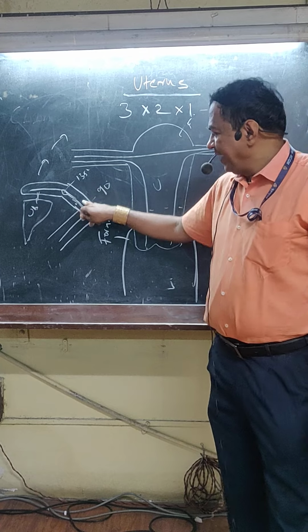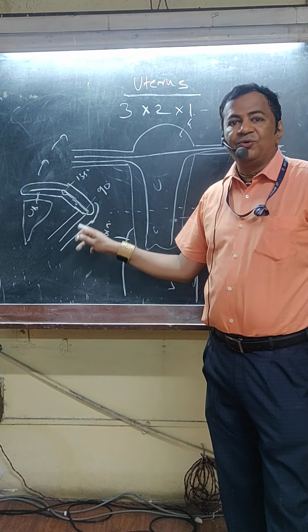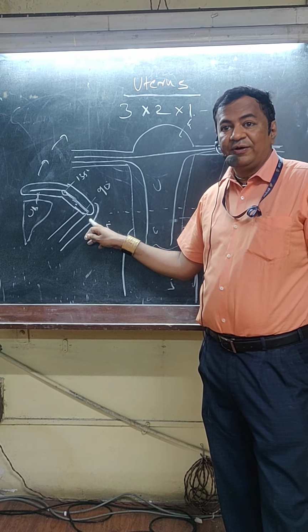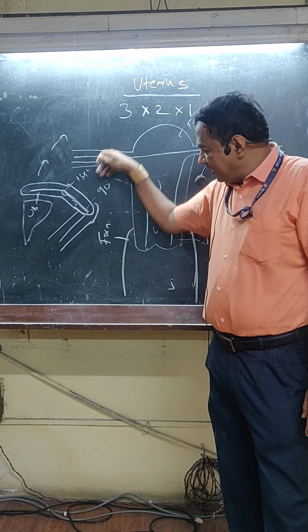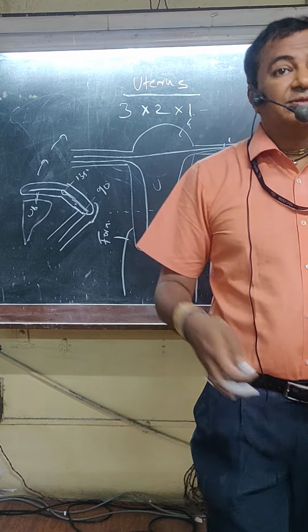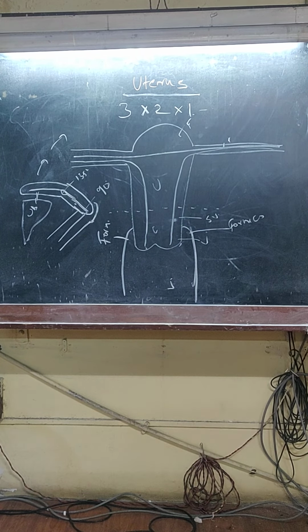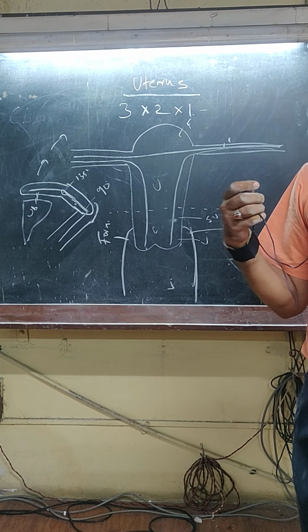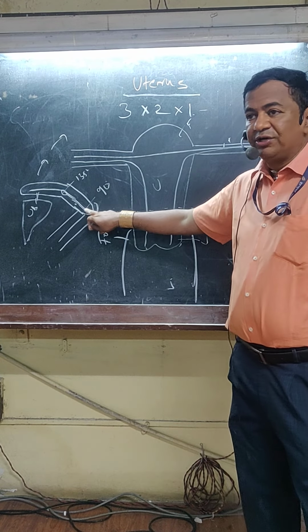Angle of anteversion and anteflexion. Why is it like this? So that the uterus doesn't come out, doesn't prolapse. This is one of the factors contributing to the support of the uterus. What are these two angles?